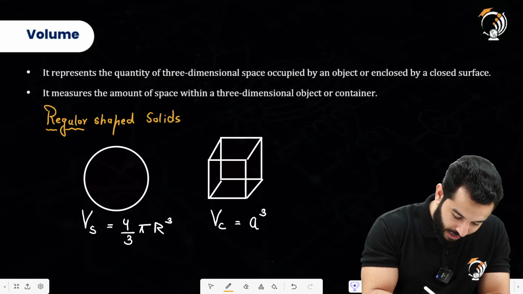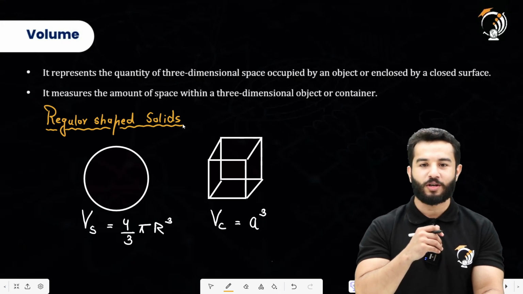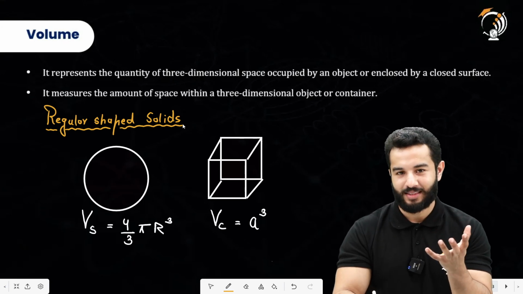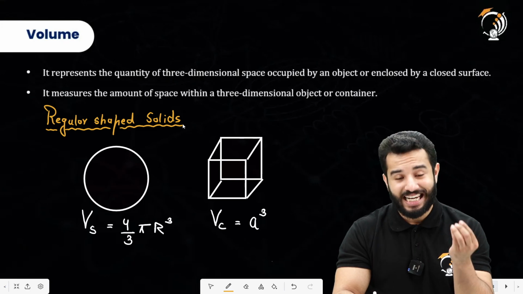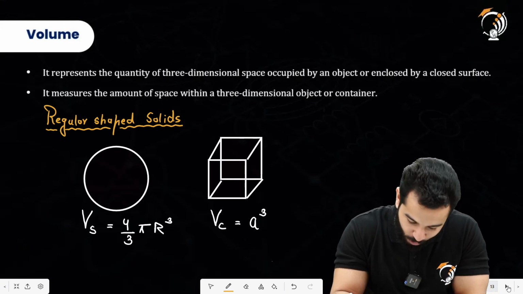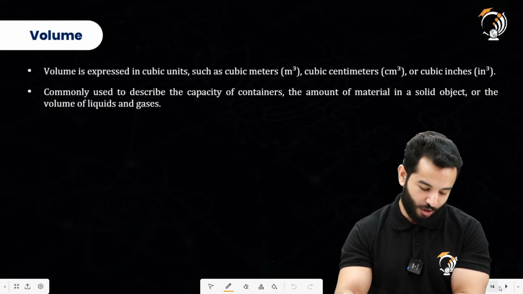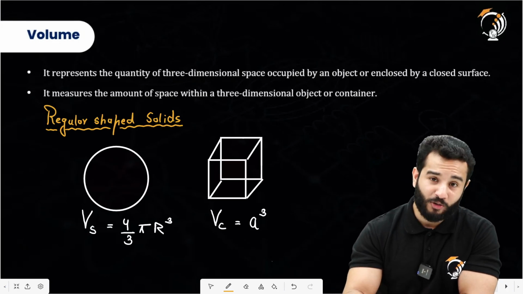So if you're going to get a regular shaped solid, it's best that you use a mathematical formula and you can get what volume they have, right? But what if we are getting an irregularly shaped solid? For those we actually use a certain device that we are going to talk about. But before that, we have talked about the formula. Let's also talk about their units.